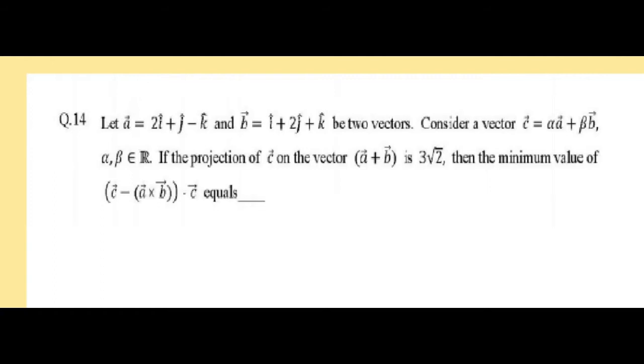Once you observe, C bar is alpha A bar plus beta B bar, so C bar is expressed in terms of alpha and beta. This is a direct question. If you directly apply it, you get an expression in terms of alpha and beta, and using the projection of C bar on vector A bar plus B bar will give a relation between alpha and beta. Then you will get a quadratic expression. That is the general procedure.